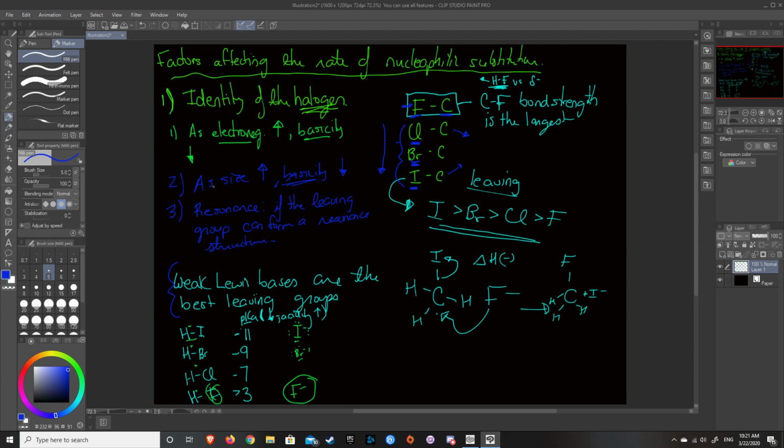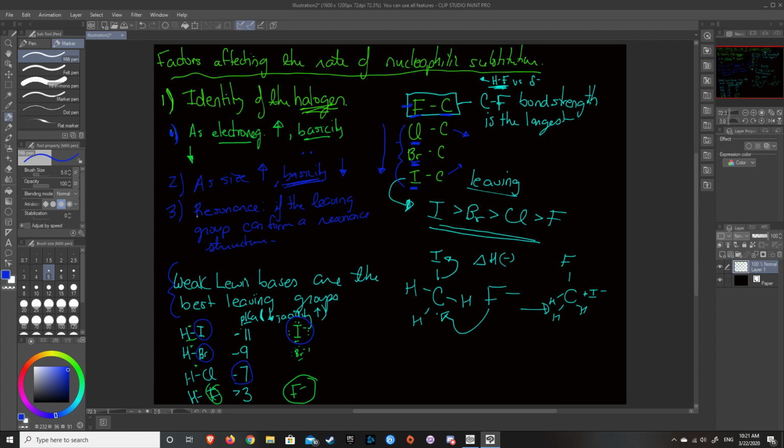So these are the trends that we have to learn, and like we showed, the first one is not always true. The second one is a good way to think about it. As size increases, it becomes a better leaving group. As the size increases, the basicity, how much it wants to donate that lone pair, decreases, and it means that it's happy just taking it and being stable. The more it wants to donate it, the worse the leaving group. So chlorine is a worse leaving group than bromine, which is a worse leaving group than iodine.